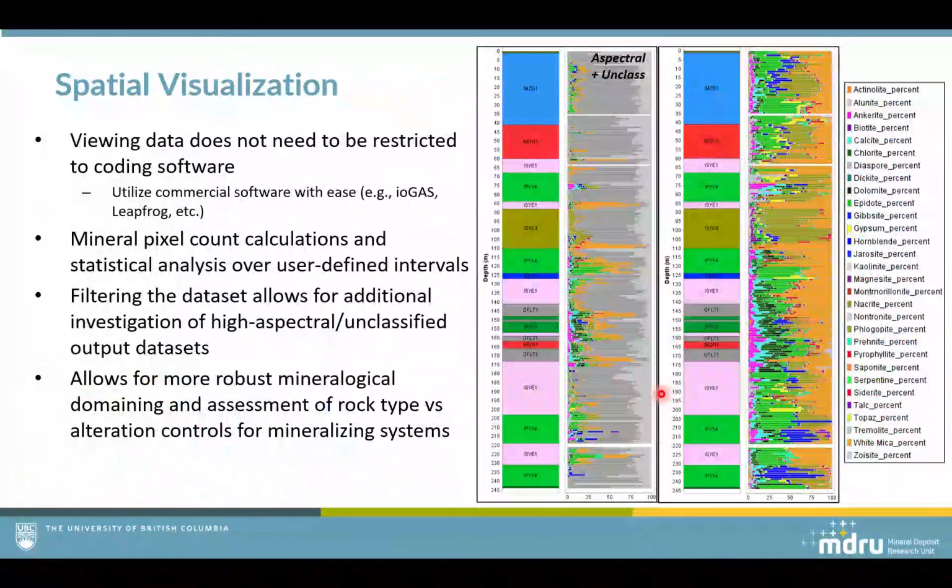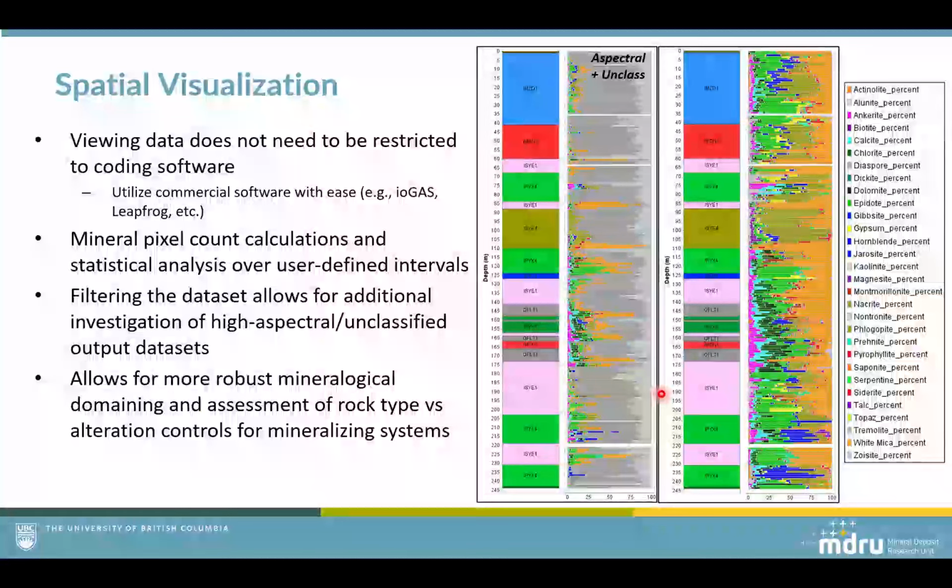When we look at the downsampled data, this is an example from IOGAS. So we're not only limiting ourselves to the open source software, because let's face it, we're geologists, not everybody knows how to code. It's becoming more common these days, but we need to make this data accessible to everybody, regardless of what software you're using. So this is what the downsampling does: it enables us to use it in smaller data formats in commercial software.